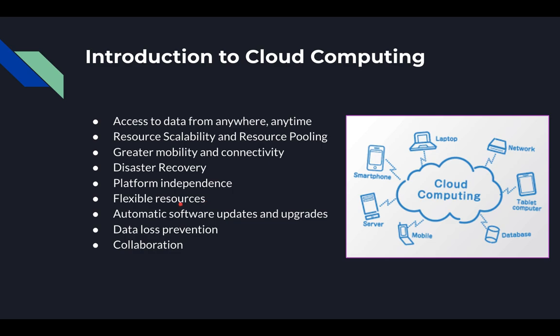And this flexible resources speaks about how you can host your application on multiple AWS services. A web app can be deployed on an EC2 instance, or can be deployed on Beanstalk, or can also be made a serverless architecture using Lambdas, containers and all. And then there are automatic server updates and upgrades.